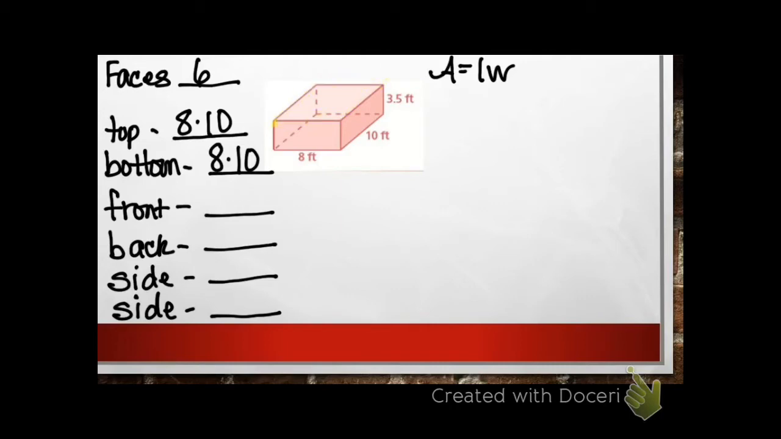All right, now let's go ahead and find the measurements for my front and my back because they too will be the same. I know it's 8 across. How tall is it? Well, it says back here 3.5. So I'm going to write 8 times 3.5. And that's going to be for my front and my back. All right, now we're going to find these sides, these long sides. I have 2 of them. And they are 10 times 3.5.